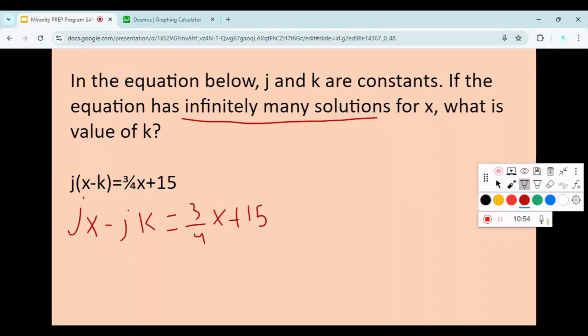So we already know that jx and 3/4 x have to be the same. And since this x is already common, that means our j should also be 3/4. So j would have to be 3/4 for this to be the same, right? So now we have this. And I'm going to sub in this 3/4 right here as well.